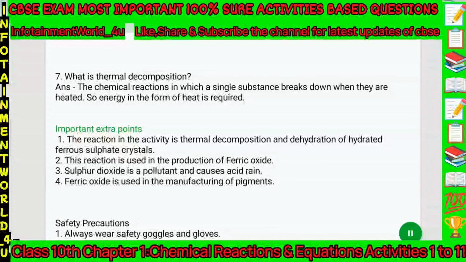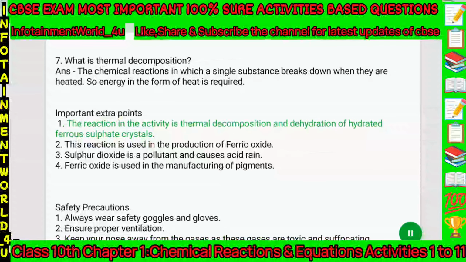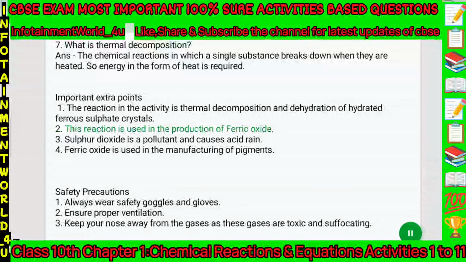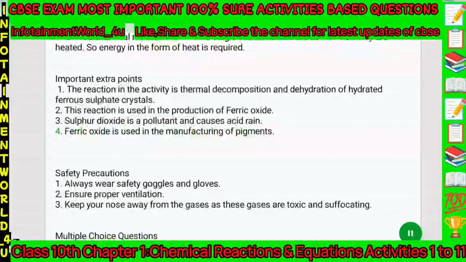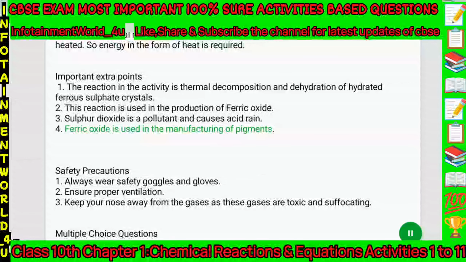Important extra points. 1. The reaction in the activity is thermal decomposition and dehydration of hydrated ferrous sulfate crystals. 2. This reaction is used in the production of ferric oxide. 3. Sulfur dioxide is a pollutant and causes acid rain. 4. Ferric oxide is used in the manufacturing of pigments.